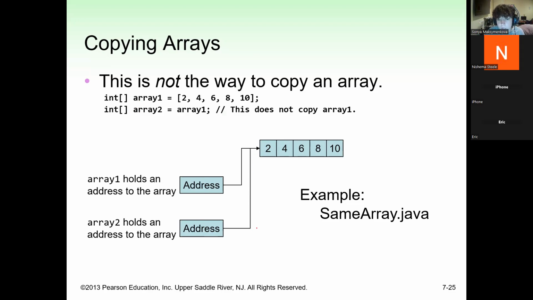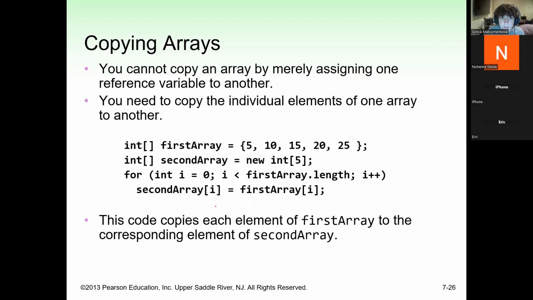If you want to have two different copies, this is the way to do it. You would create your first array and assign whatever numbers you wanted to have. Then you would create your second array with as many elements as in the first array. And then you would use your for loop. As long as your index is less than the length of the first array, you would copy elements one by one into your new array.